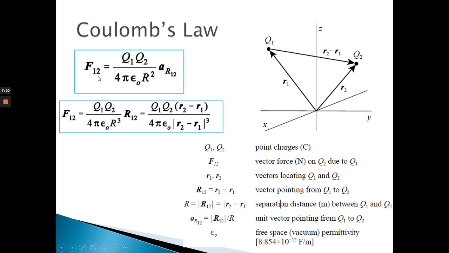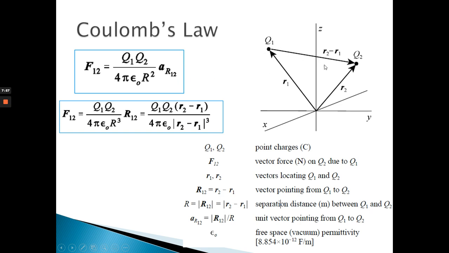So the force from Q1 to Q2, F12, is equal to Q1 multiplied by Q2 divided by 4 pi epsilon naught R square, and there will always be a unit vector towards R12.